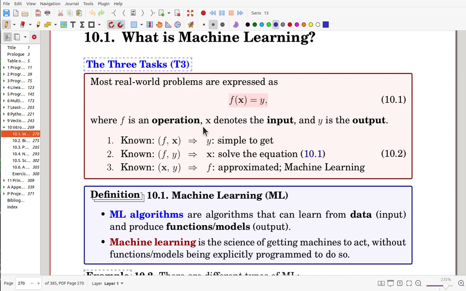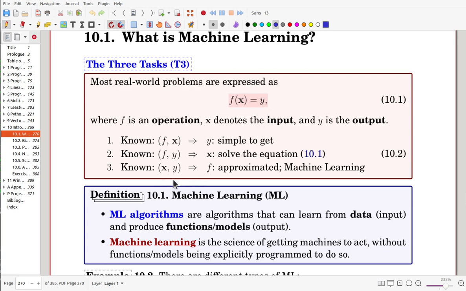What is machine learning? Most real-world problems are expressed as f of x equals y. Here f is an operation, x denotes the input, and y is the output. Once f and x are known, then getting the output is the simplest task. If f and y are known, then finding the input requires solving the equation.